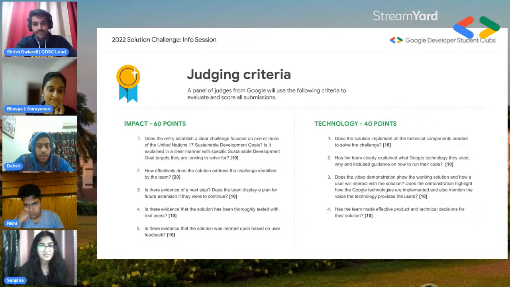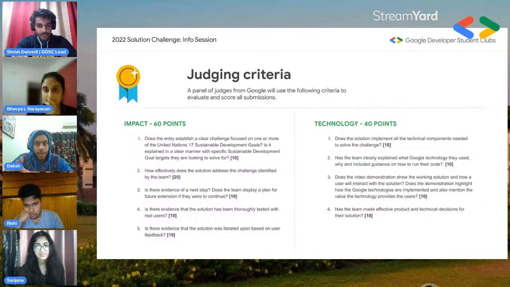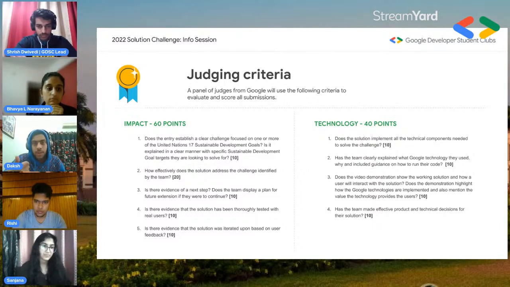Okay, so basically the judging criteria will depend on two main factors. A panel of judges from Google will be using this criteria to evaluate and score all of your submissions. The two factors that they will take into account are the impact that you will have on your chosen sustainable development goals among the 17, and the technology that you're going to be using.